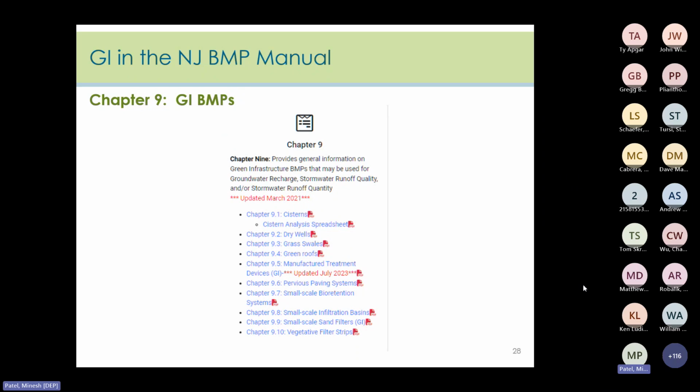Some of the BMPs cannot receive runoff from motor vehicle surfaces and therefore do not address water quality, and those are cisterns and green roofs. Others don't offset the discharge of stormwater runoff from the 2, 10, and 100-year design storms, so they cannot meet the quantity control requirement, and something like this would be like a dry well. A note here, not all MTDs are considered green infrastructure, but the ones that are considered are included here in Chapter 9. These MTDs have a vegetative or soil component that meet the GI definition. And lastly, these small-scale systems listed here have a limited drainage area that they can treat compared to other BMPs.